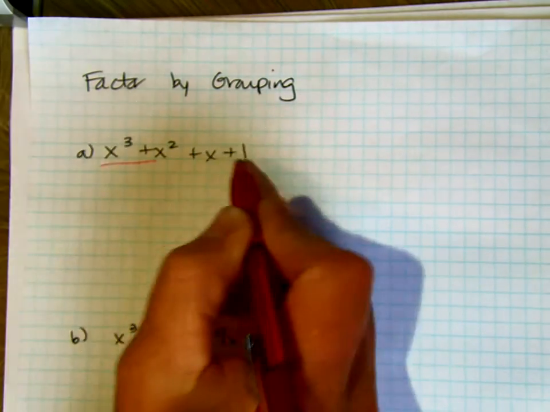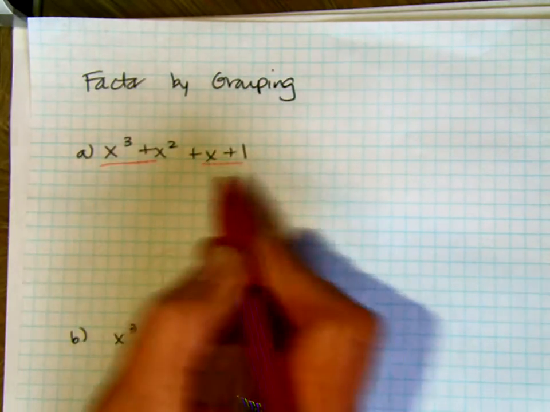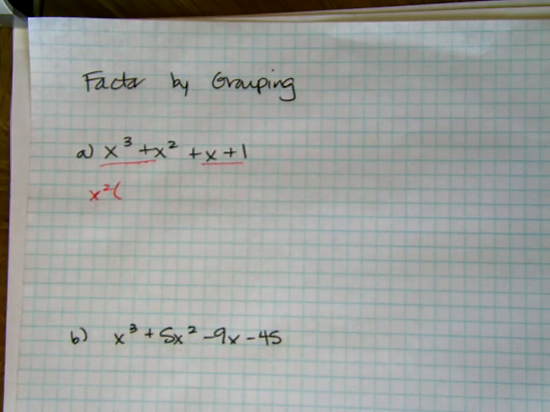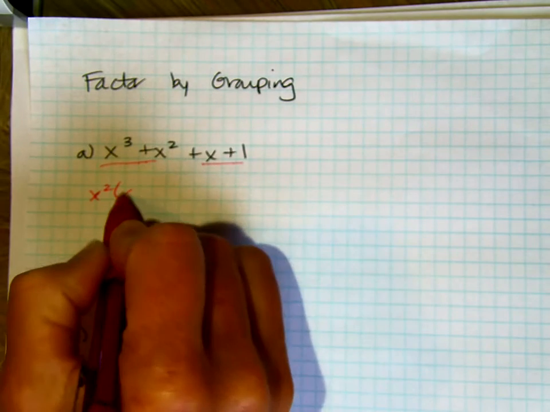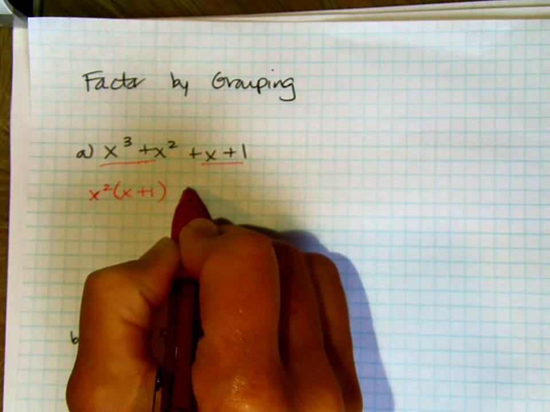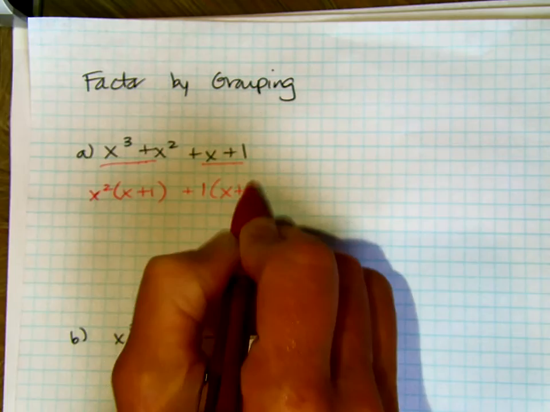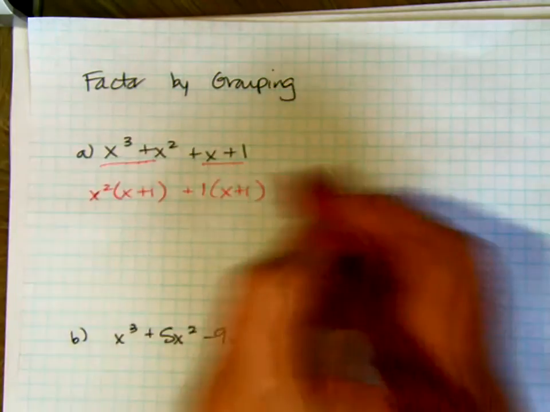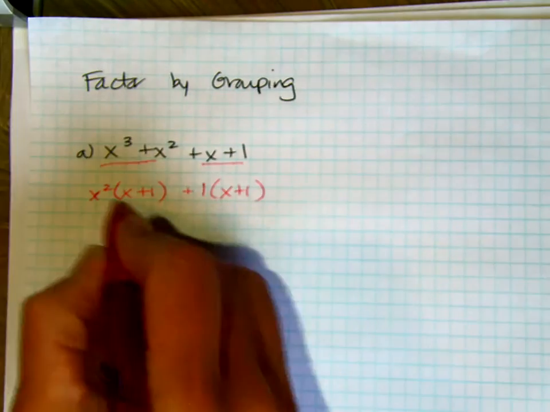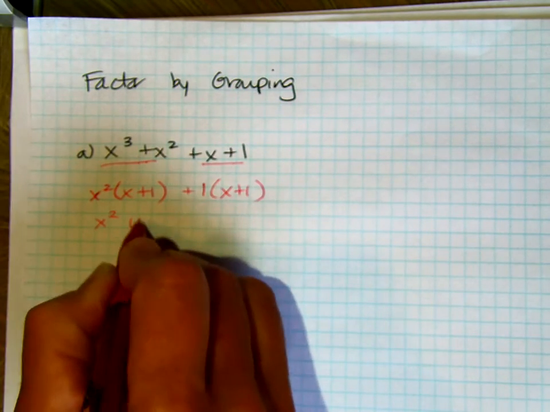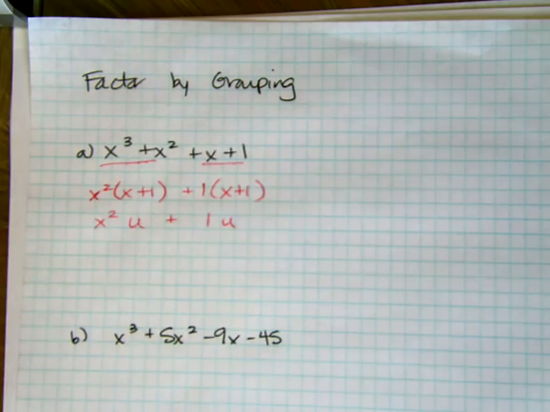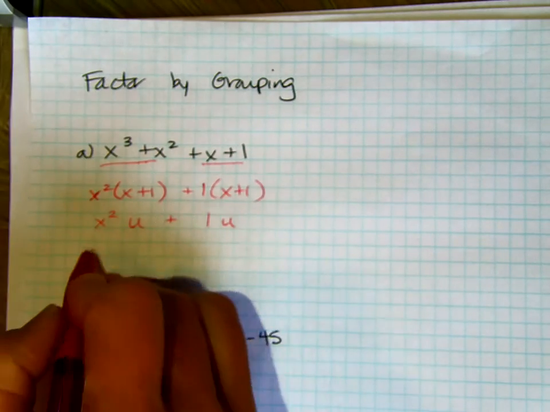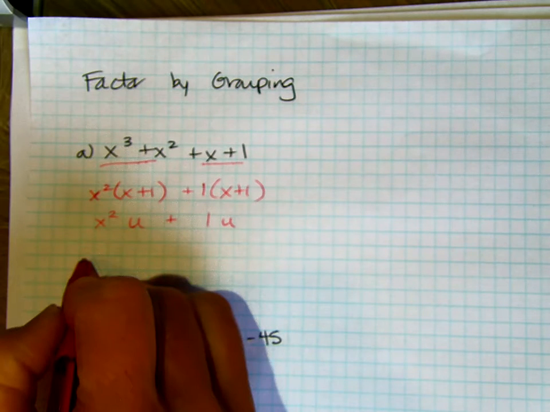So I'm going to group these guys and these guys. And I see that they have an x squared in common. And when I pull out the x squared, I get an x plus 1. And I can see this as a 1 times an x plus 1. And then what you have to see here is suppose I had, this is kind of like saying an x squared times a u plus a 1 times a u. Can you see that? And then therefore I can pull the u out.